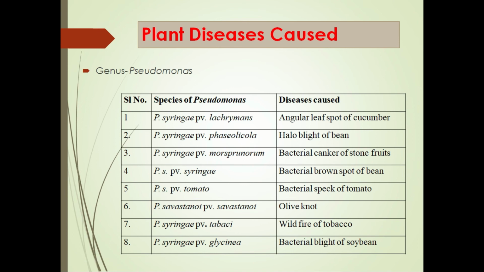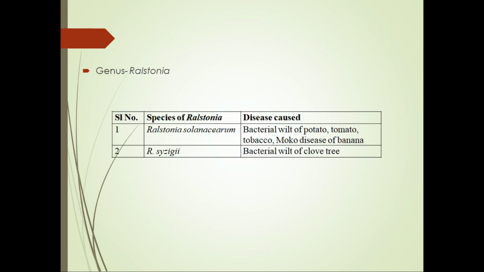We know that Agrobacterium causes crown gall disease. We have another example here, a Pseudomonas species, which causes knot in the olive tree. Ralstonia. Ralstonia solanacearum is one pathogen which causes bacterial wilt of many solanaceous plants and banana. Ralstonia syzygii causes bacterial wilt of clove tree. Ralstonia and Pseudomonas are not in the same order. You have seen it in the classification.